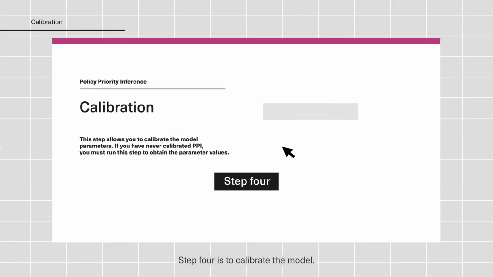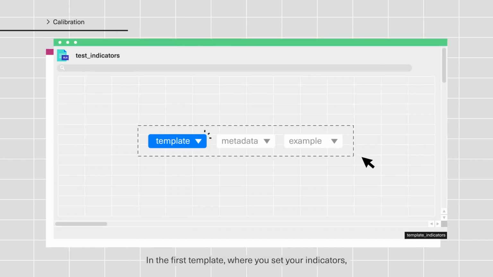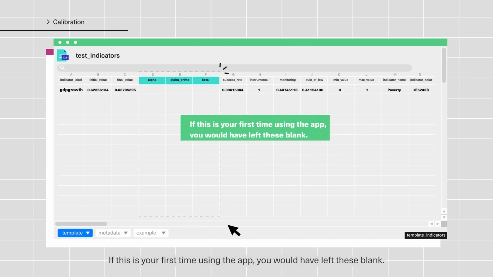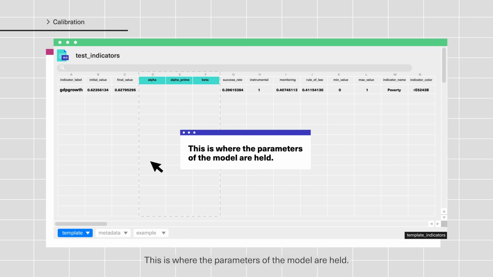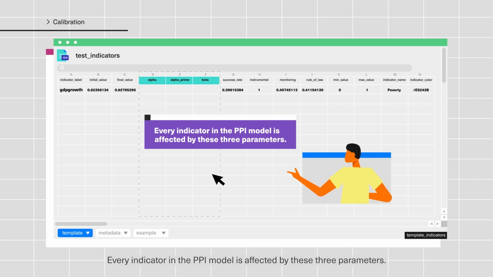Step 4 is to calibrate the model. In the first template, where you set your indicators, there were 3 columns that we didn't touch. If this is your first time using the app, you would have left these blank. This is where the parameters of the model are held. Every indicator in the PPI model is affected by these 3 parameters.